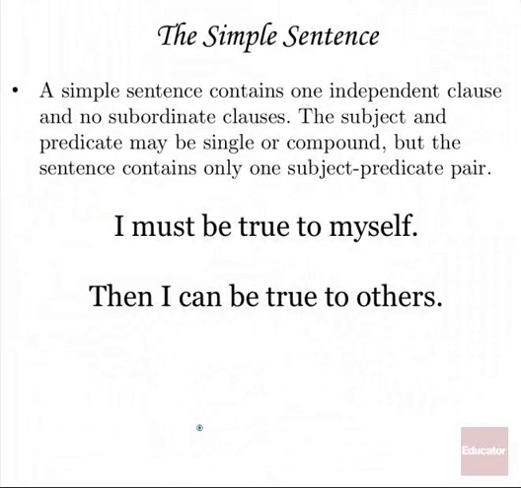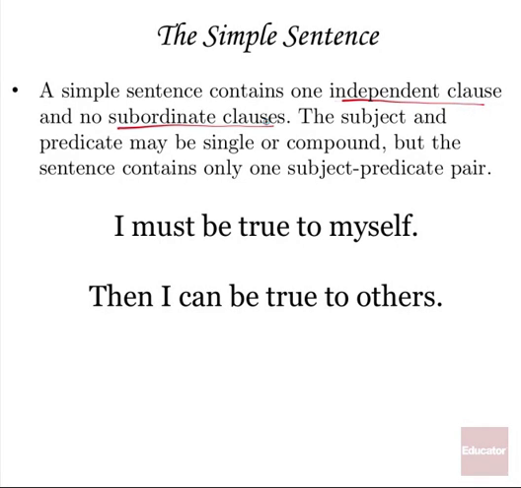Now, a simple sentence contains one independent clause and no subordinate clauses. Now, you may be asking, what's an independent clause and what's a subordinate clause? Well, an independent clause contains both a subject and a verb, and it can, if necessary, stand on its own as a complete sentence. You could cut that clause out, stick it by itself, and it would be a perfectly valid sentence. A subordinate clause also contains a subject and a verb, but if you pulled it out and sat it by itself, it wouldn't make a lot of sense. It would be a fragment.